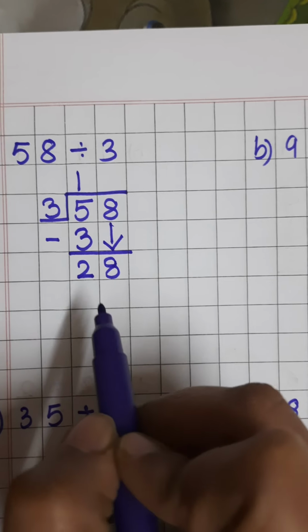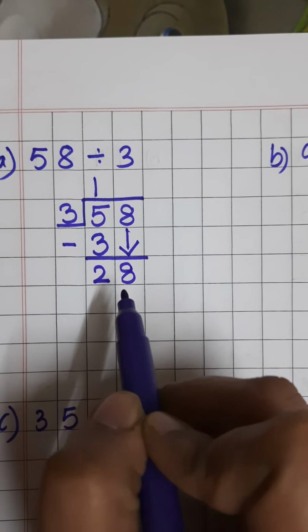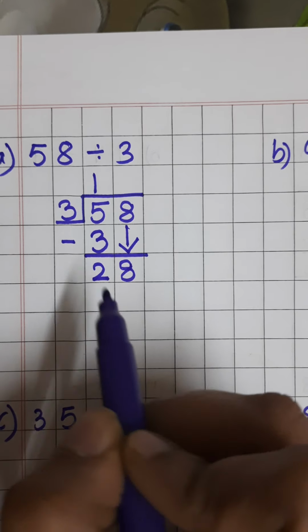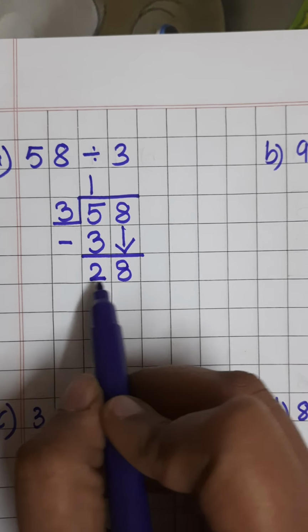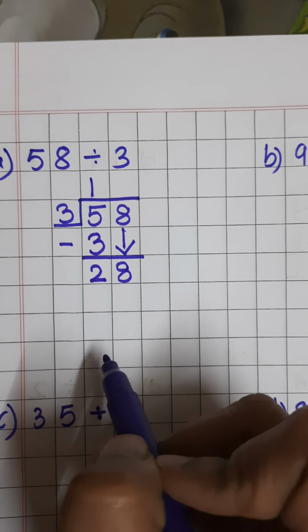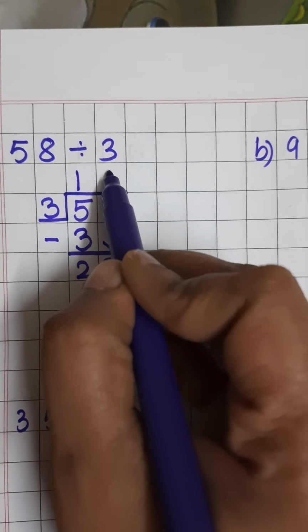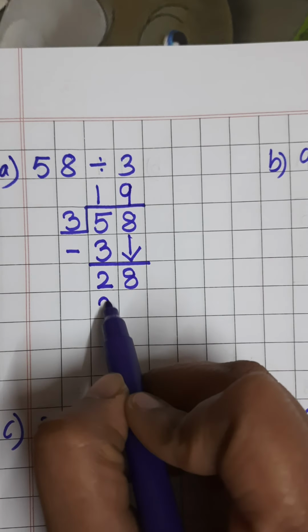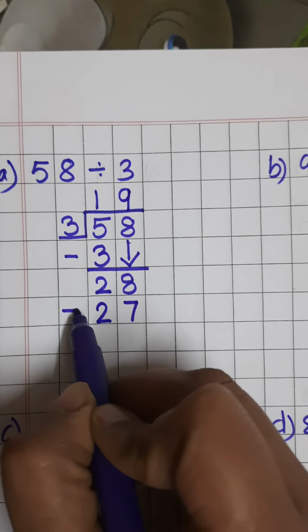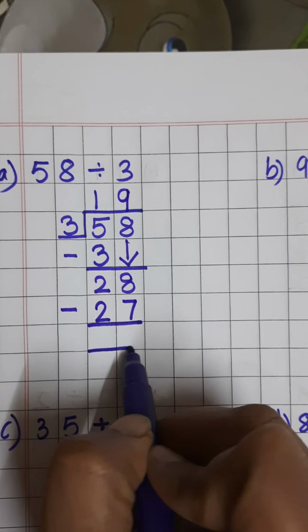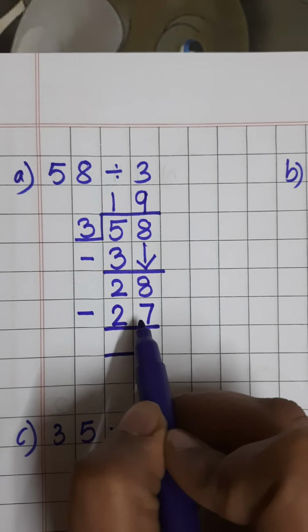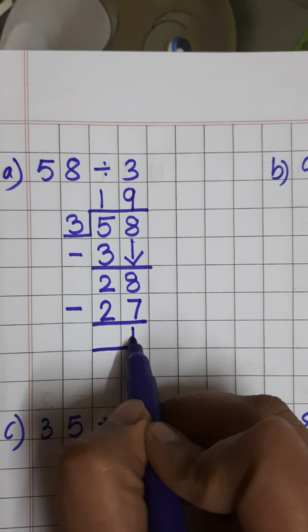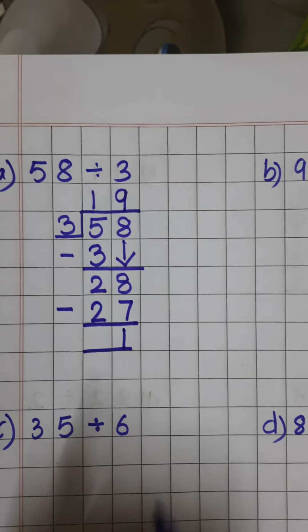Right? But in division we have to see which is the product that comes in the divisor's table which is just smaller. Yes, 3 nines are 27. Because 3 tens are 30, and 30 becomes greater than 28, right? So 3 nines are 27. Now my remainder is 1.